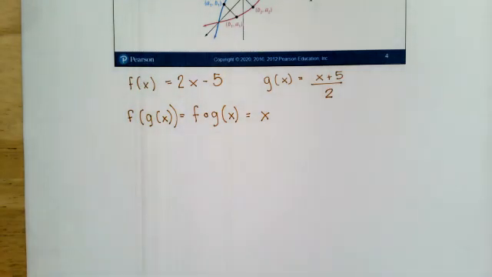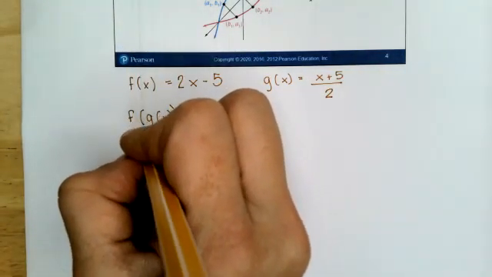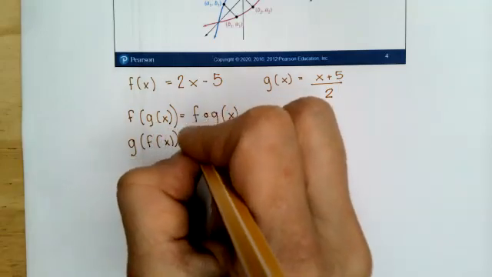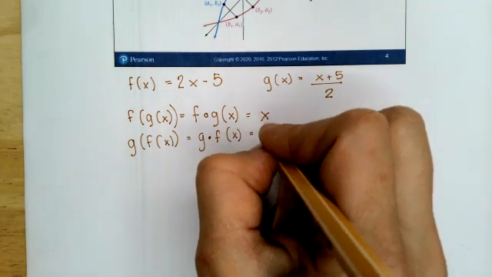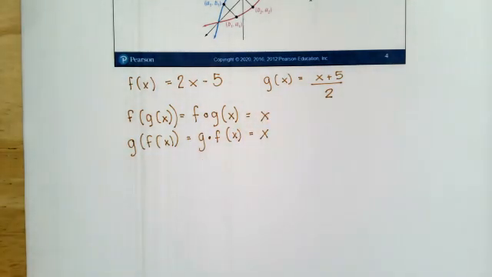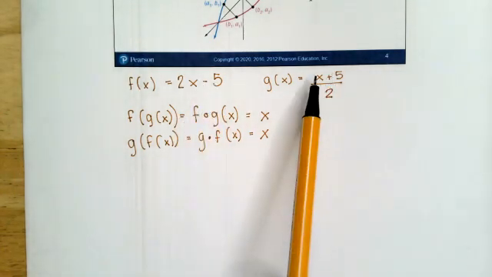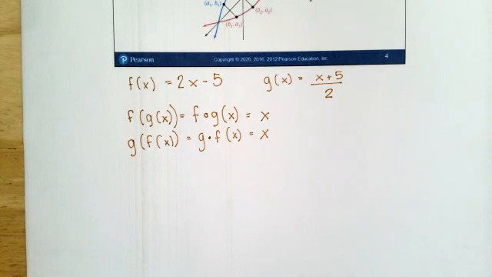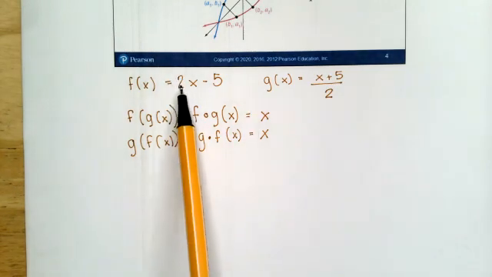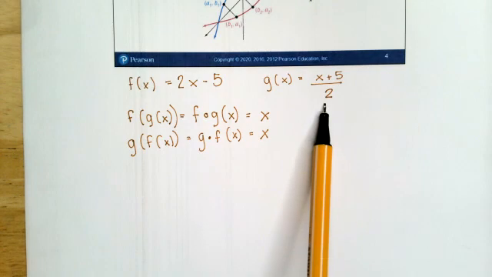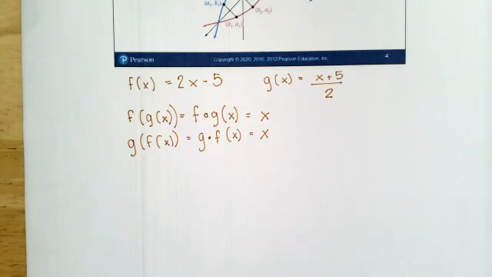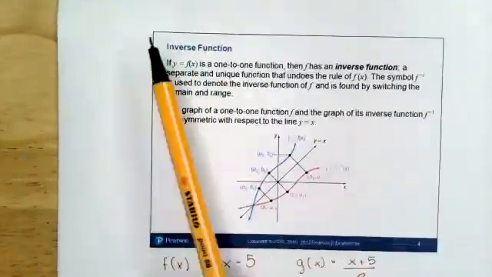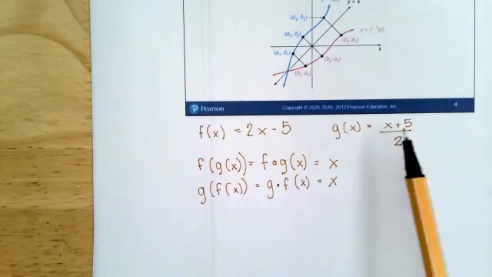the answer was x, right? When we took g of f of x, and we solved it and simplified it down, we got x. If you analyze the functions 2x minus 5 and x plus 5 over 2, the rules undo each other. Multiplication by 2 is undone by division by 2. Subtracting 5 is undone by adding 5. This is the test you use to determine if two functions are inverse. F of x and g of x are inverse functions.